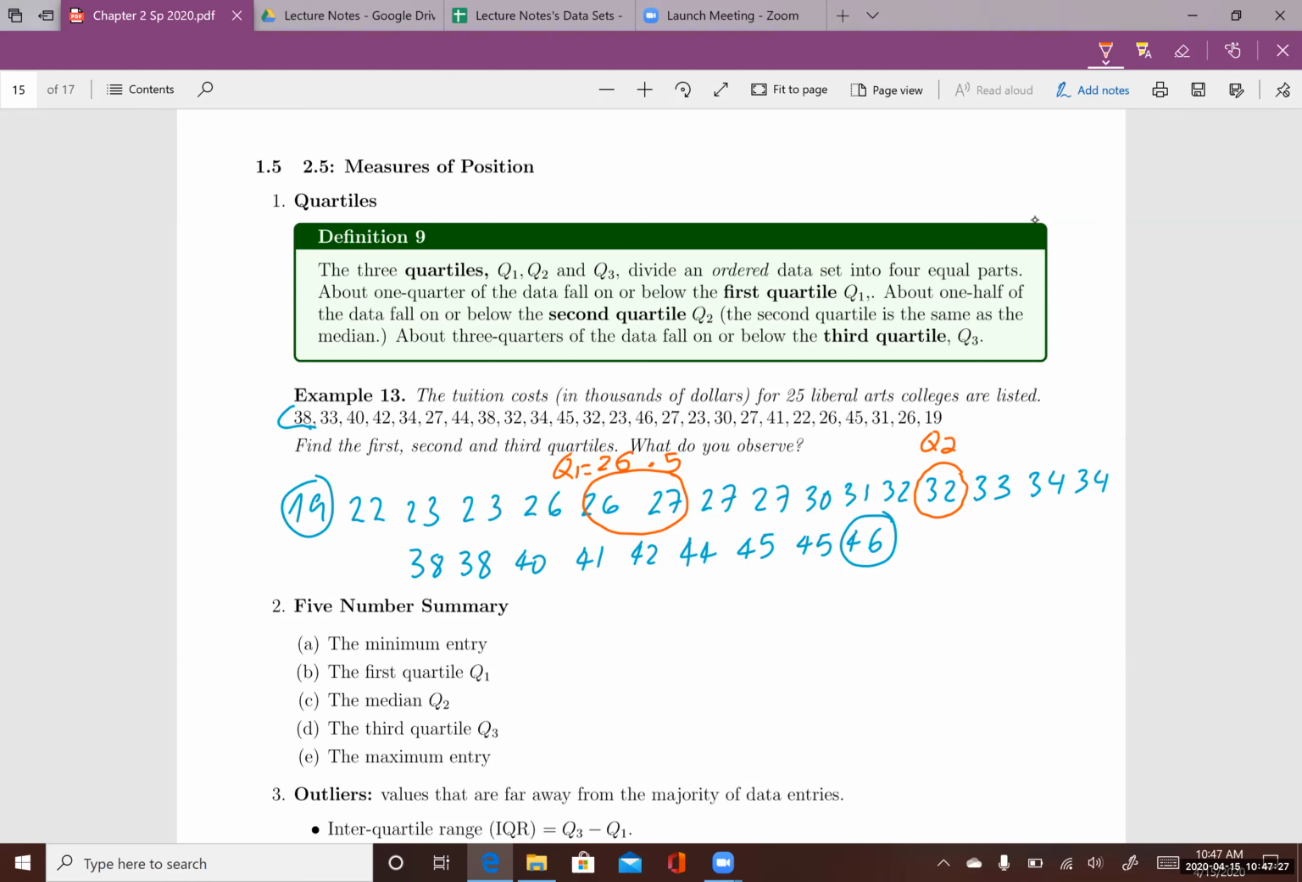Again, for Q3, we just want to find the median of the data set on the second half. It's going to be the average of the 6th and the 7th data entry on the second half. So just count from here, 1, 2, 3, 4, 5, 6, 7. So Q3 should be 40.5.